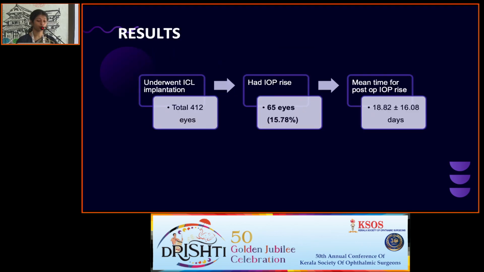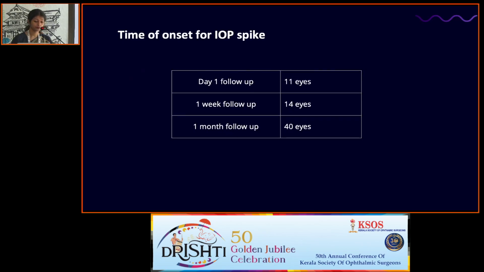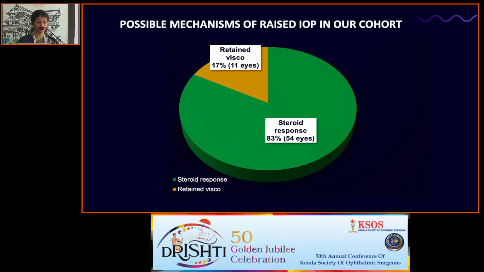Out of the total 412 eyes who underwent ICL implantation, 65 eyes, that is 15.78% of eyes, had IOP rise. And the mean time for post-op IOP rise was 18.82 days. The time of onset for IOP spike was, in day one follow-up, 11 eyes had IOP spike. In 1 week follow-up, 14 eyes noted IOP spike. And in 1 month follow-up, 40 eyes noted high IOP.